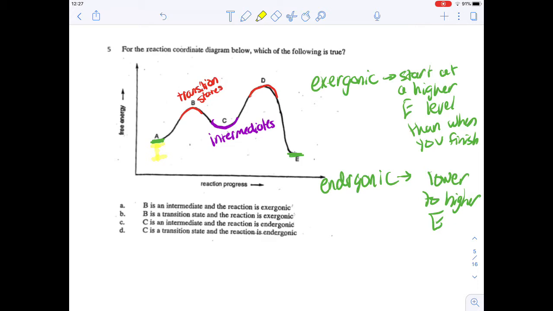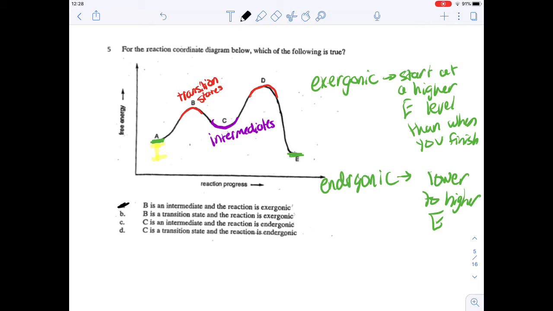So let's look at the answer choices. A is an intermediate and the reaction is exergonic. Okay, well, it is true that the reaction is exergonic, but A is actually a transition state. So A is going to be crossed out. Let's look at B. B is a transition state and the reaction is exergonic. Okay, so that follows through with everything that we have so far, but let's go and look through the rest of the answer choices.